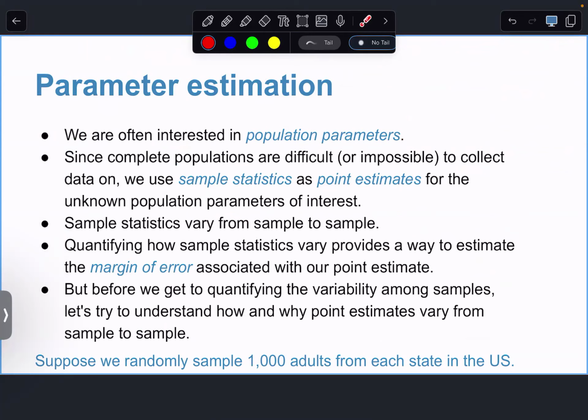So what we need is this concept of parameter estimation. Okay. And so we're interested in population parameters. Right. But we understand that we'll never be able to capture the entire population, and we don't need to, right? And so what we do is we use sample statistics as point estimates. So sample statistics are going to be our best guess at the parameter.